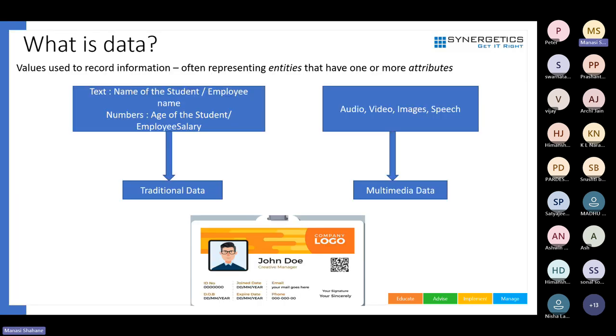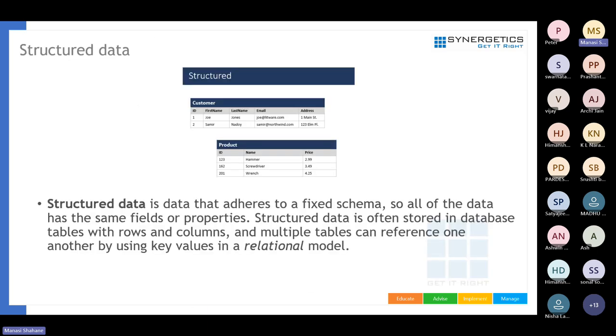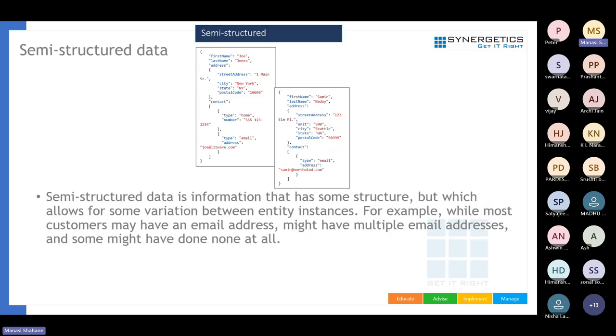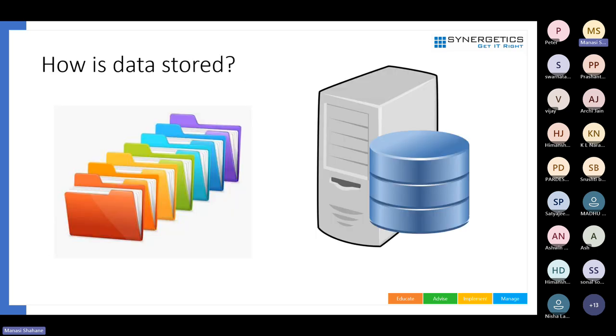So we discussed what is data. We discussed the types of data. So this is structured data. Then we have the semi-structured data. We talked about the unstructured data. Then two ways in which data can be stored.